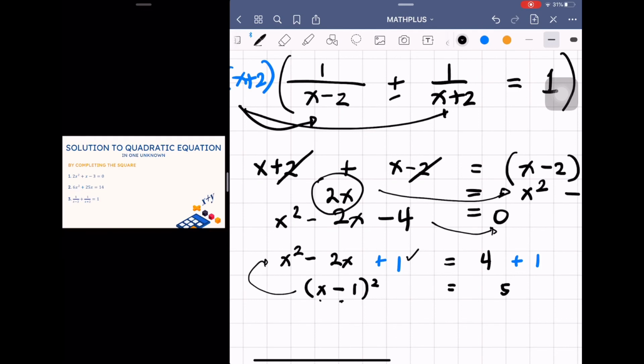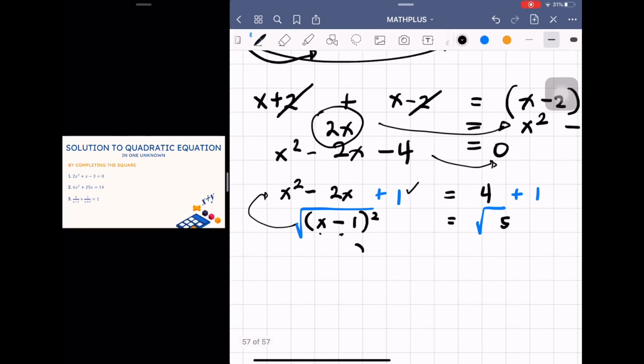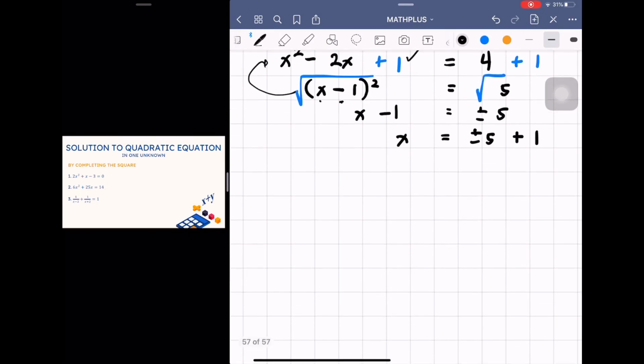The next thing we do is take the square root of both sides, and we get x minus 1 equivalent to positive and negative square root of 5. Then transpose, solving for x, that will produce positive negative square root of 5 plus 1. That will result in one root that is equivalent to positive square root of 5 plus 1, and the other root equivalent to negative square root of 5 plus 1.